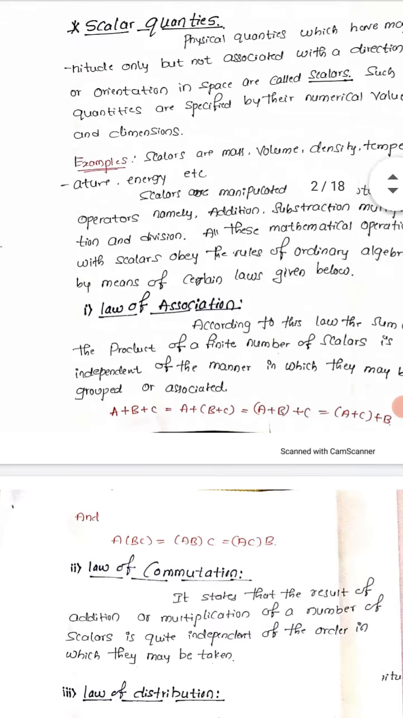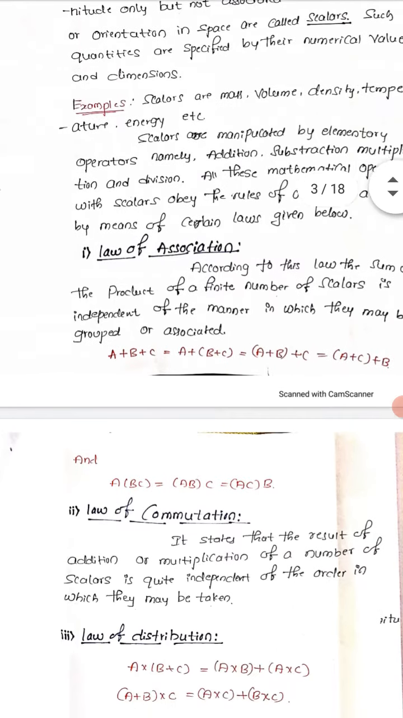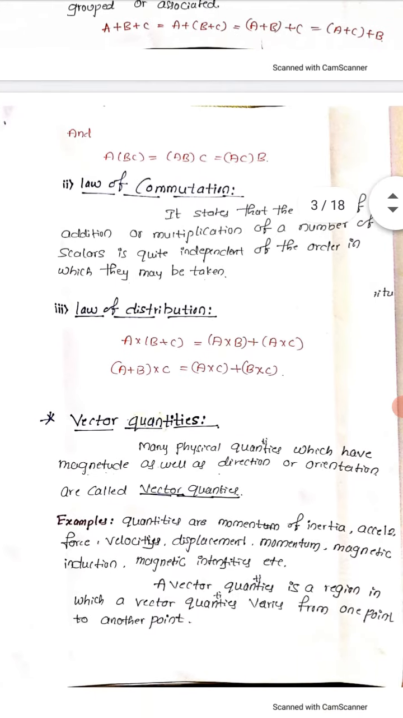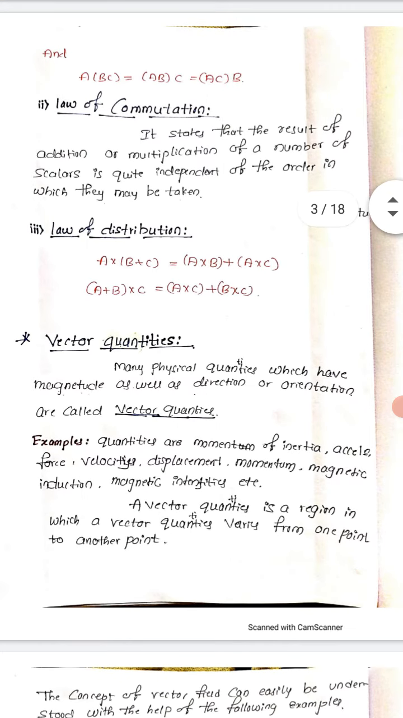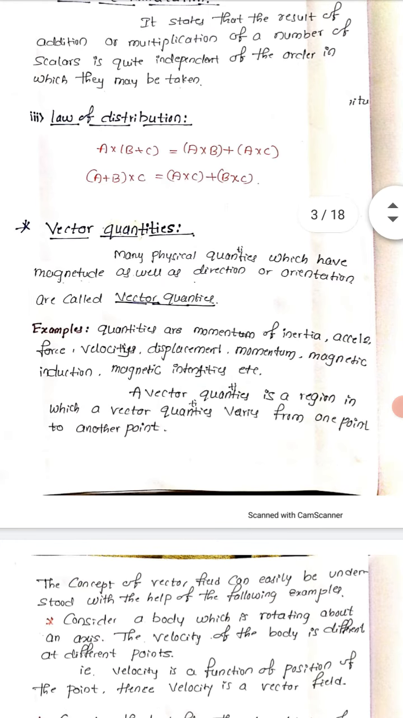First one, the scalar quantities, is completed. Then the second quantity is the vector quantities. What are vector quantities? Many physical quantities which have magnitude as well as direction or orientation are called vector quantities.